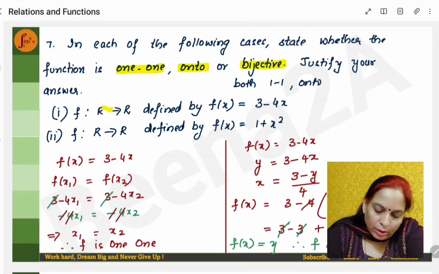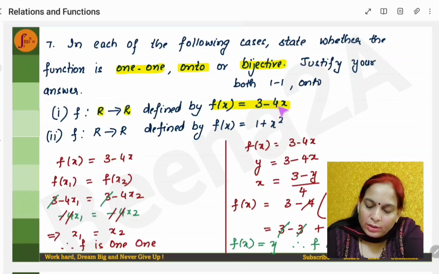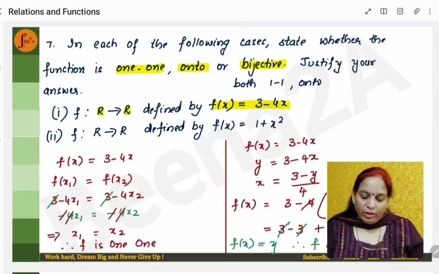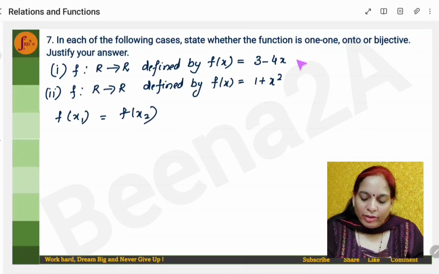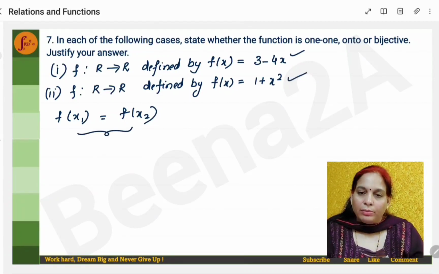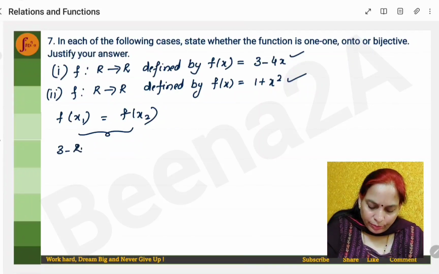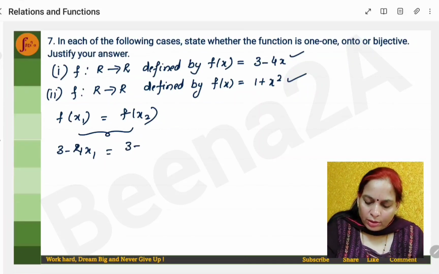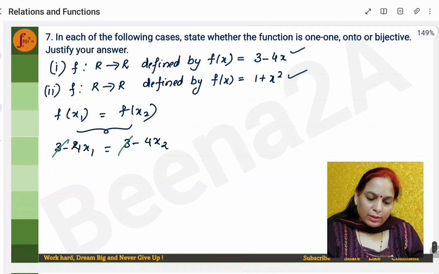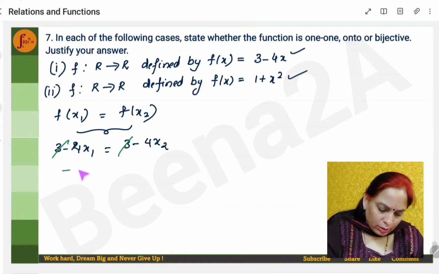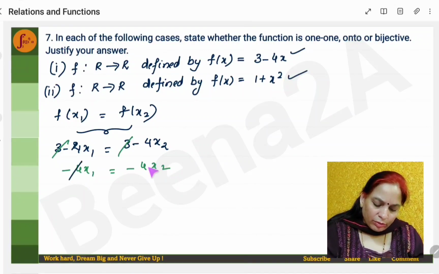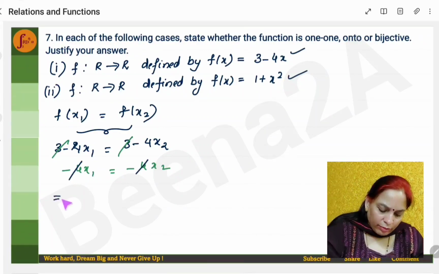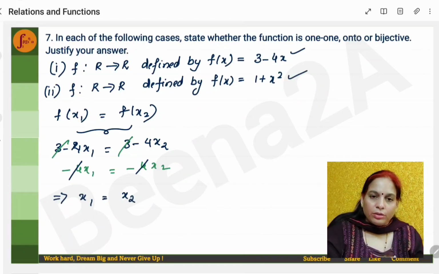Function is from real number to real number and the function is given as 3 minus 4x. So, we'll use this method: f of x1 is equal to f of x2. Whenever you have such functions, it's better to use this particular method. Instead of x, I'll put x1. And here it will be 3 minus, instead of x, I'll put x2, 3 minus 4x2. 3 and 3 will get cancelled, so I'll be left with minus 4x1 is equal to minus 4x2. Now obviously minus 4 and minus 4 will get cancelled. This infers that x1 is equal to x2.